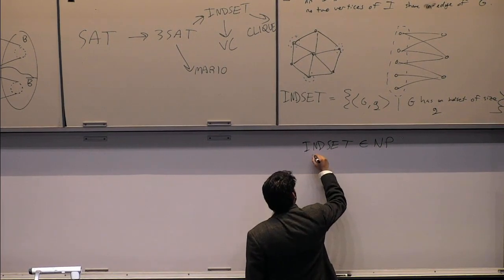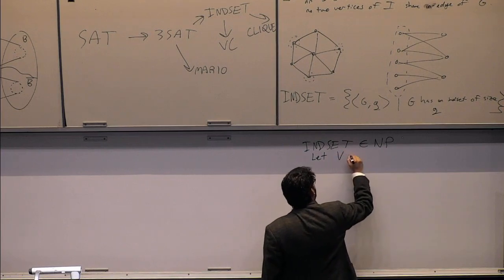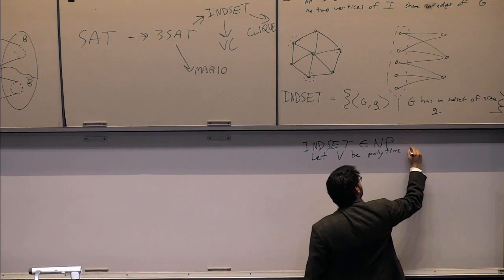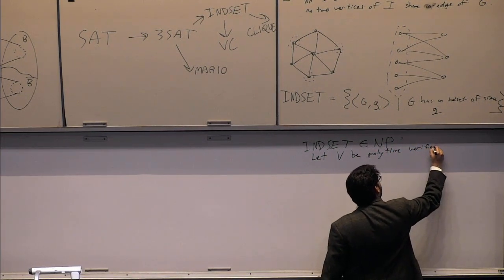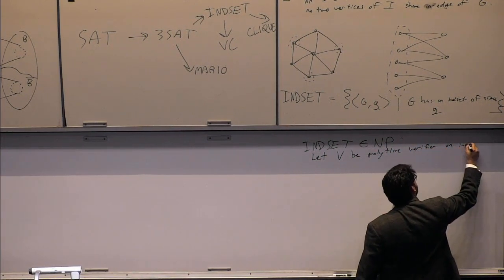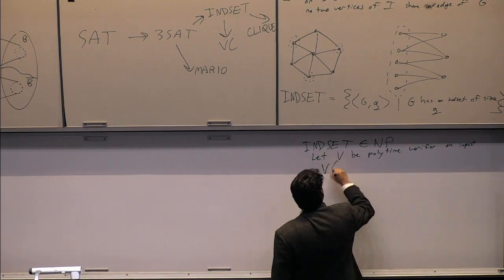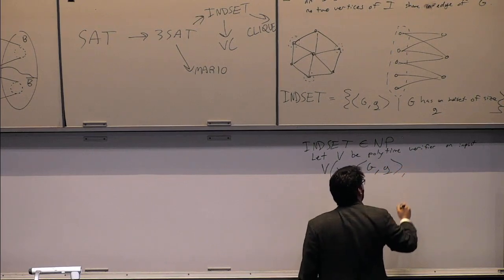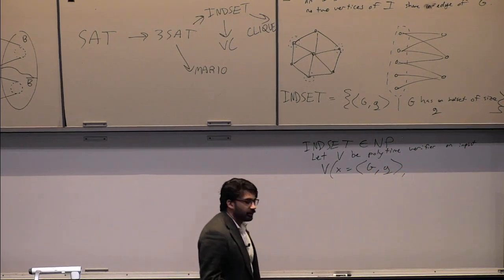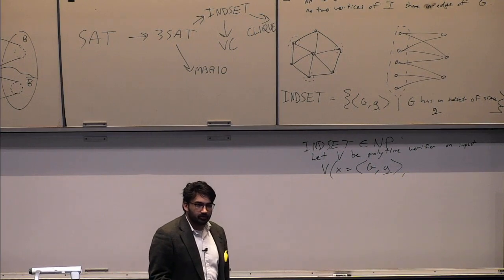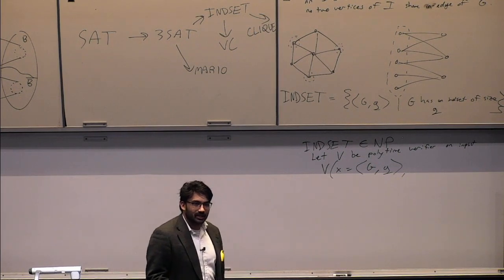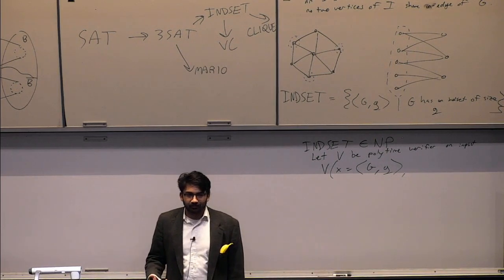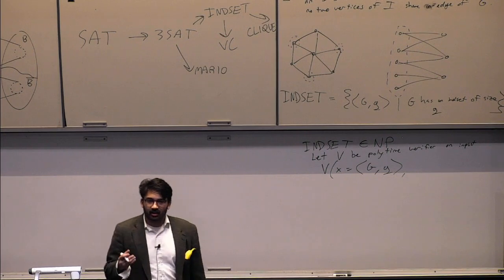Let V be a polynomial time verifier. On input, the input to V is going to be a problem instance, which is going to be G and g, and then the witness. Every time you prove a problem to be in NP, you have to make a determination about what the witness is. So here, a witness is supposed to be an answer. It has to be an answer that you can check is true or false.